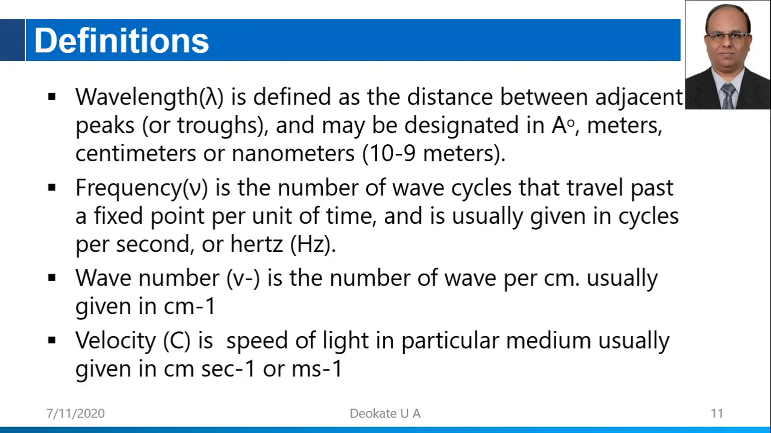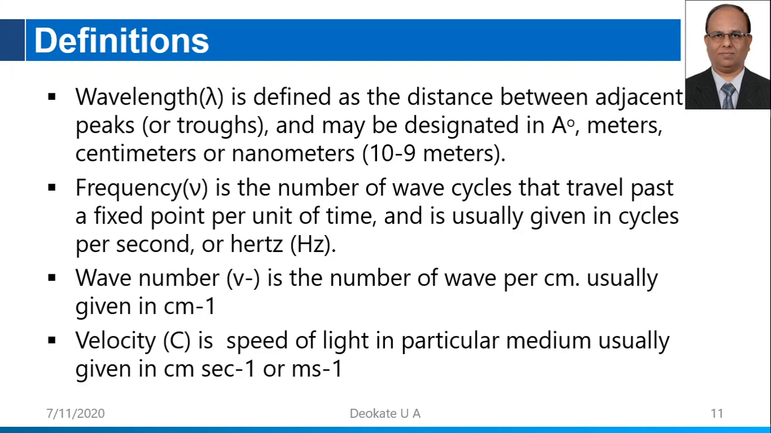The second characteristic definition is frequency, which is denoted by small v. It is the number of wave cycles that travel past a fixed point per unit time and is usually given in cycles per second or hertz. So this is how many waves are passing a fixed point, called its frequency. As all of you know, we can say the frequency of buses is very less, meaning from that point very few buses are passing. Similarly, here also it is a time-based phenomenon. How many waves pass from a fixed point is to be considered as the frequency.